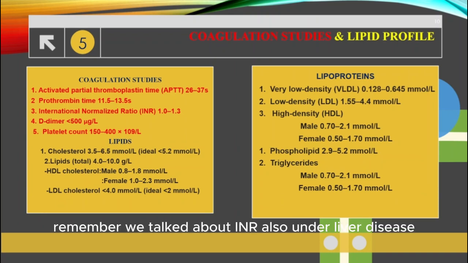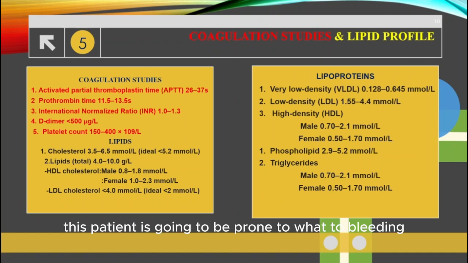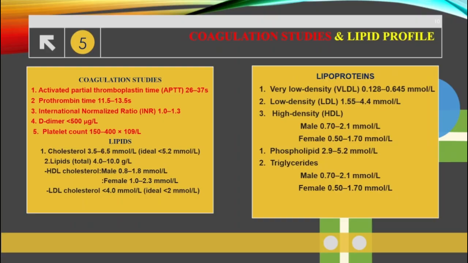Remember we talked about INR also under liver disease, under liver parameters or other liver function tests. We said it's also a stigmata of chronic liver disease. If the liver has been diseased for a long time, the INR is increased. Why? Because most of the proteins that are part of the coagulation system are formed in the liver, and if they're not there, it means that clotting will take very long to occur, and therefore you're going to have an increased INR, and that tells you this patient is going to be prone to what? To bleeding.